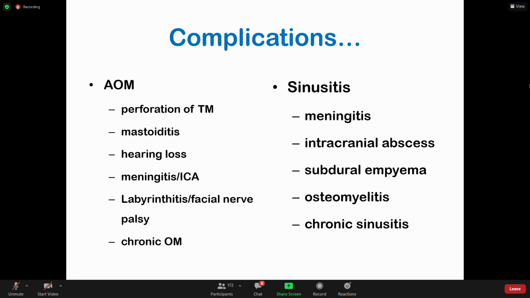With sinusitis, you can also have contiguous spread, so the patient may end up with meningitis. There could be intracranial abscess. There could be subdural empyema. You may have osteomyelitis of the bones of the face, or it could result in chronic sinusitis.